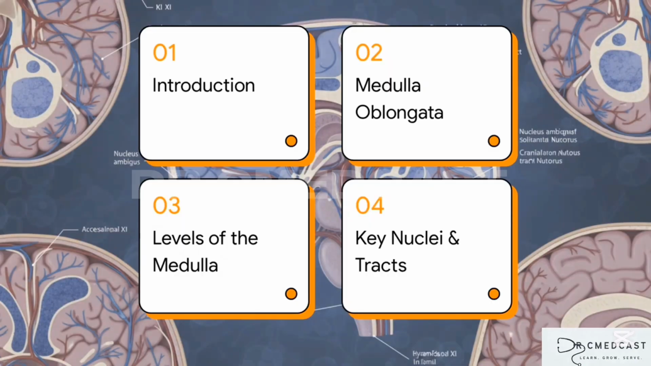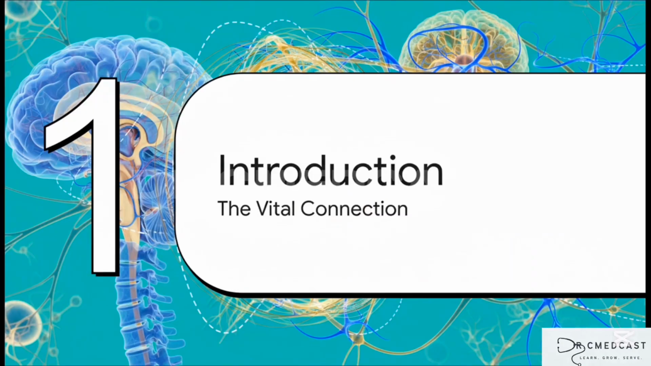So here's our game plan for today. We'll start with a quick introduction to the brainstem as a whole. Then, we're going to zoom in on its lowest part, the medulla oblongata, looking at both its external features and then its internal layers. And we'll wrap things up by summarizing the key functional areas we've uncovered. All right, let's get into it.